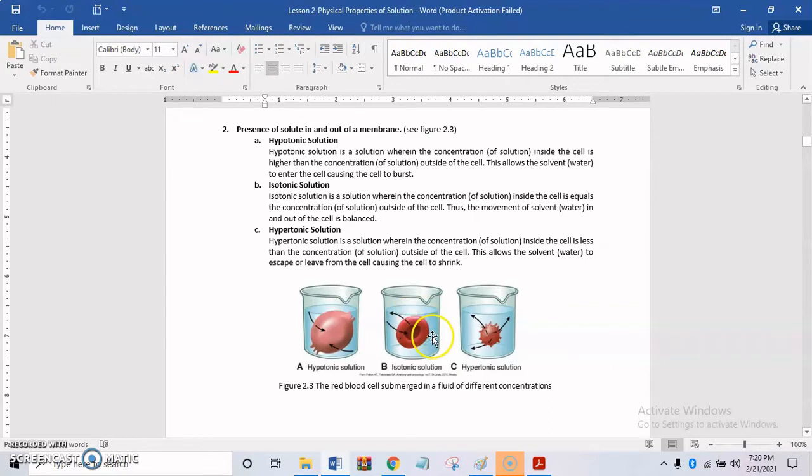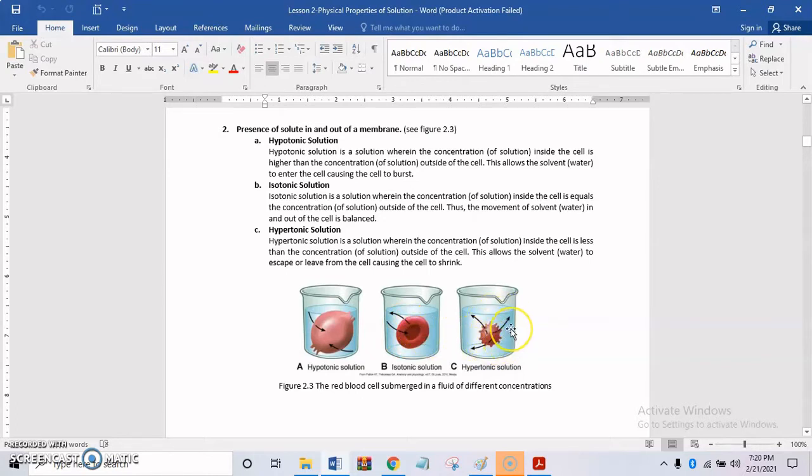Yung fluid na to, tinutukoy dito is, usually, yan yung fluid na nandun, na nasa ating katawan, kung saan dinadalo yan ng dugo or yung red blood cell. So, dapat equal yung solution ng ating fluid sa red blood cell natin para maging normal yung ating health.